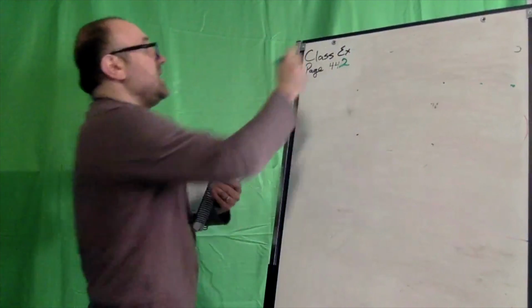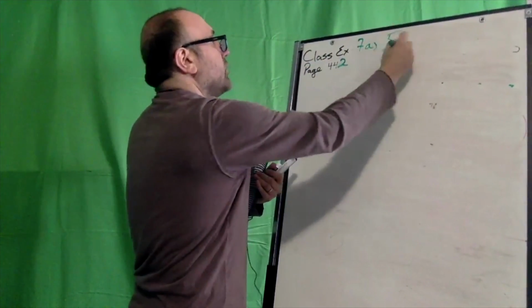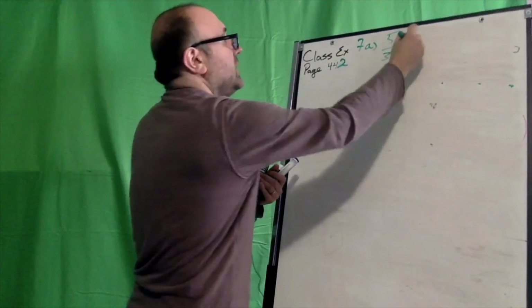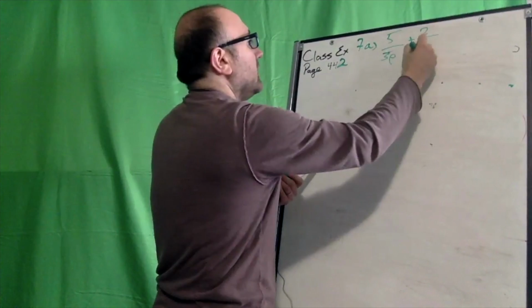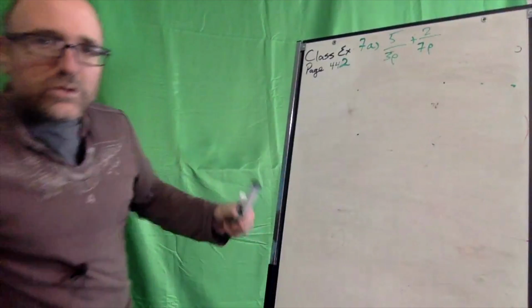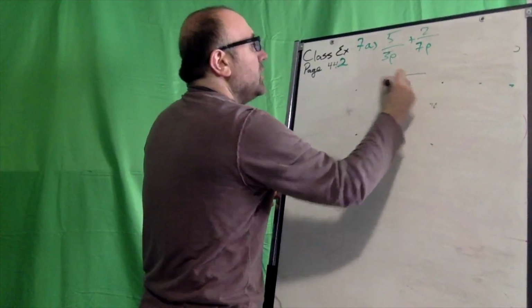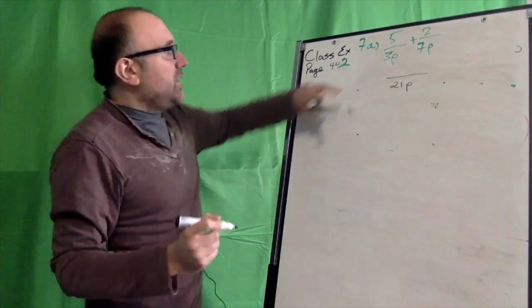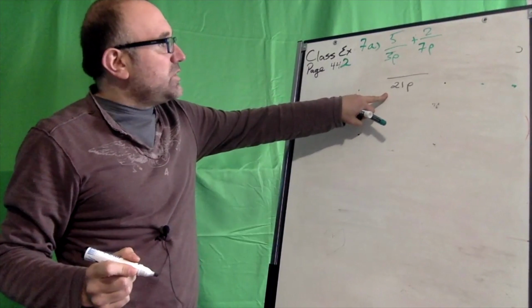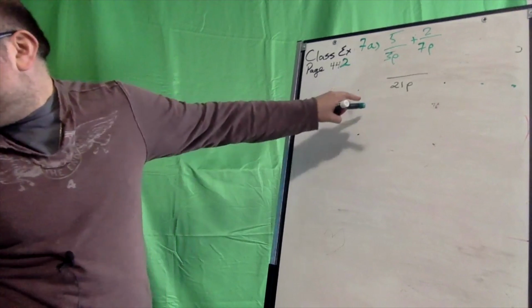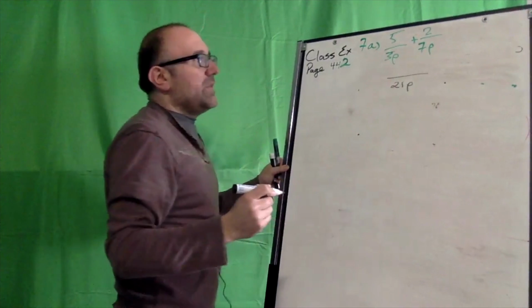442, class example 7. Okay, A, 5 over 3p plus 2 over 7p. Okay, so both of those are different denominators. So what we need to do is 21p would be the common denominator here. So now you need to ask yourself, how do you go from 3p to 21p? Well, first things first, what you need to do is multiply by, well, 3 times what? 7. So 5 would be the one that you multiply on top.